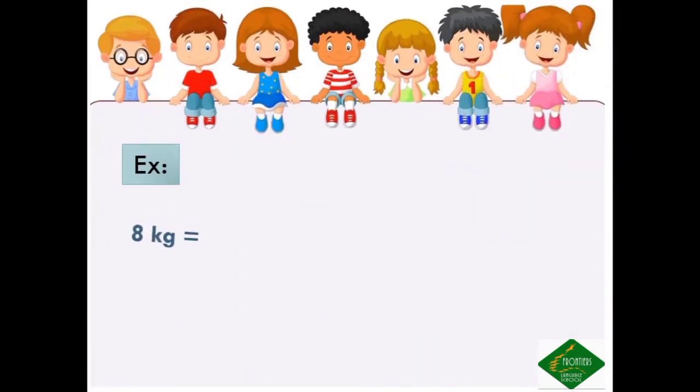Exercise. 8 kilogram equals dots gram. If I want to convert 8 kilogram from kilogram to gram, I multiply by 1000. So I will write 8 times 1000 equals 8000 gram.